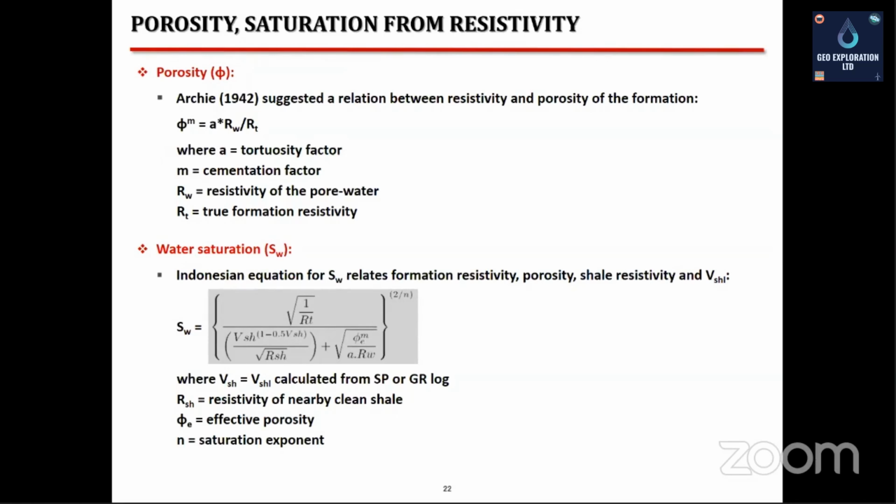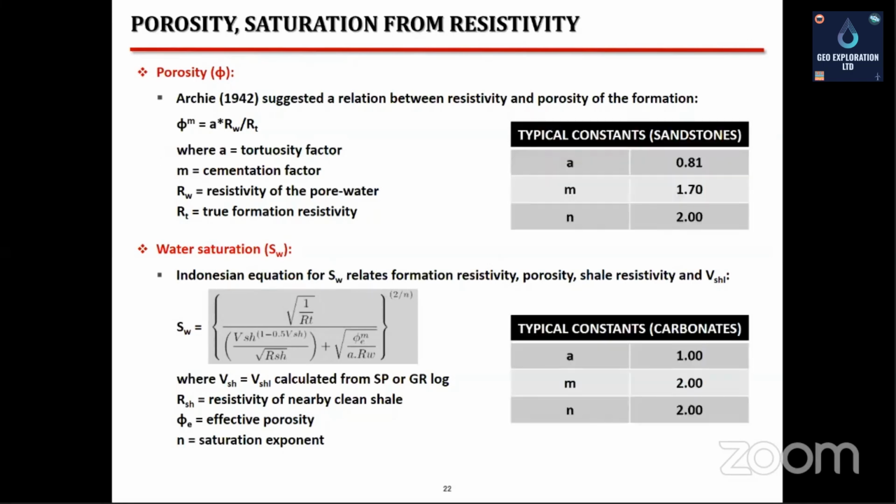Now, these constants a, m, and n, that is the tortuosity, cementation, and saturation factors, have predetermined values for typical formations. These are basically 0.81, 1.7, and 2 for sandstones, and 1, 2, and 2 for carbonates.